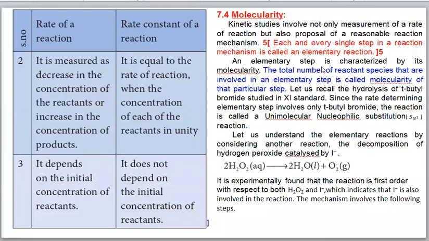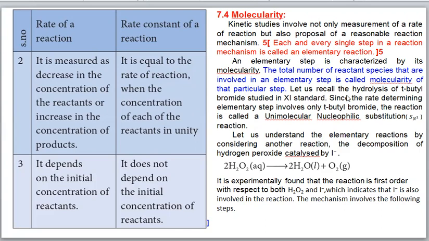An elementary step is characterized by its molecularity. Then what is called the elementary step? The answer: the total number of reactant species that are involved in an elementary step is called the molecularity of that particular step. So what is called the elementary reaction? Each and every single step in a reaction mechanism is called an elementary reaction. Sometimes a reaction may take place in 2 steps, 3 steps, and so on. Each step is called an elementary reaction.